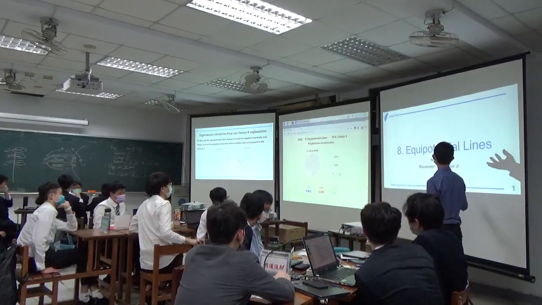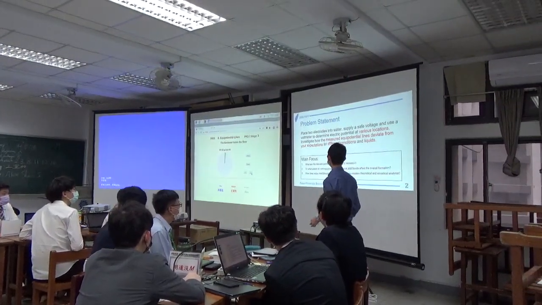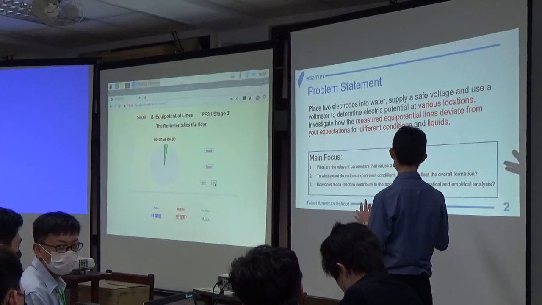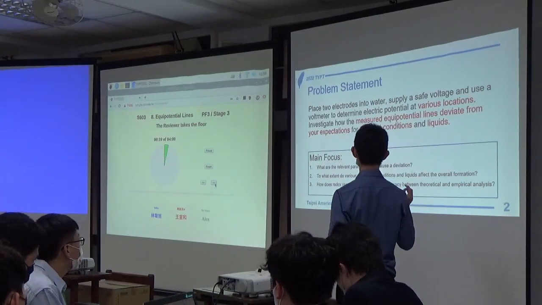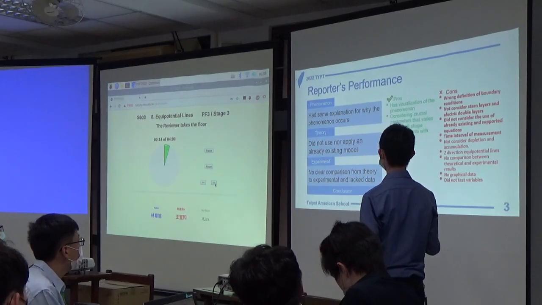Okay, I'll be reviewing number 8, equipotential lines. So here's a problem statement, you can read it yourself. The main focus is on what the relevant parameters are, to what extent various experimental conditions affect the overall formation, and how redox reactions contribute to the double layer effects. So here's the reporter's performance.